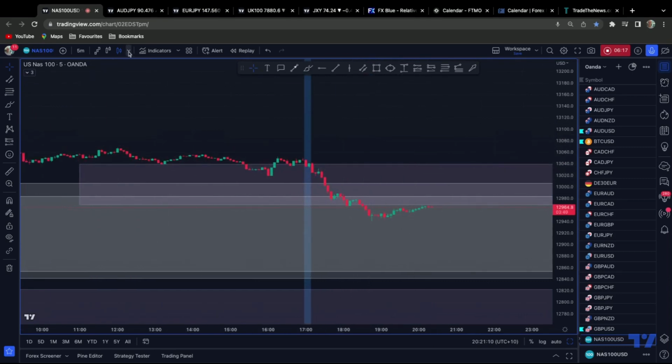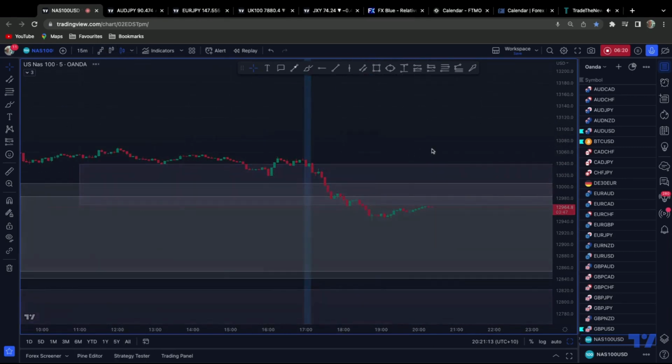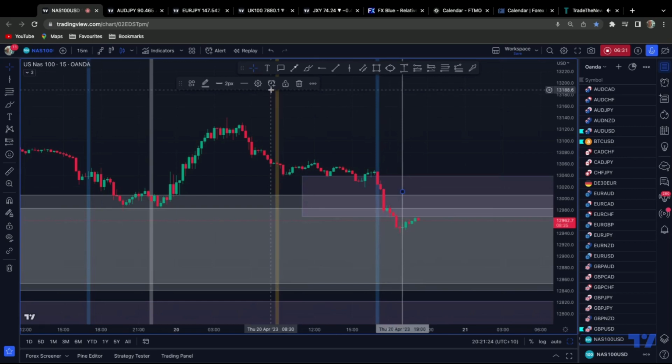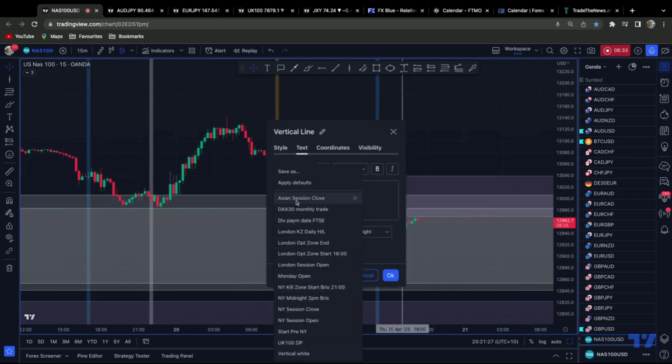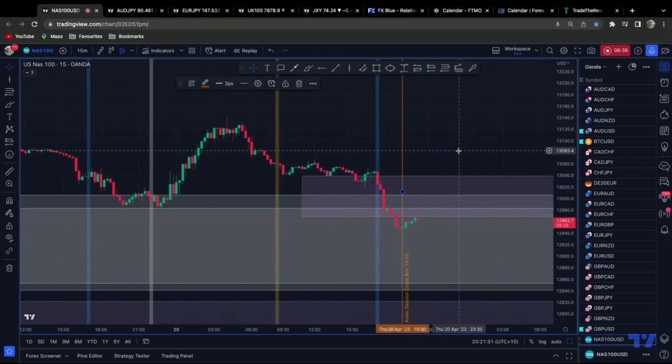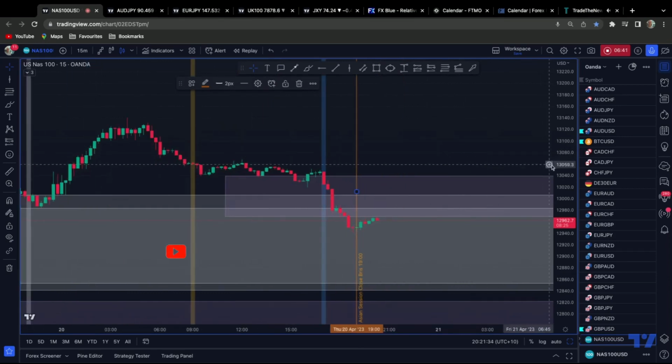So just be careful with this, because what we could see is we've got the Asia close. See how it's starting to rotate around the Asia close here? Let's just mark that up, Asian session close. That's 1900 my time, Brisbane time. So don't go chasing this, whatever you do.